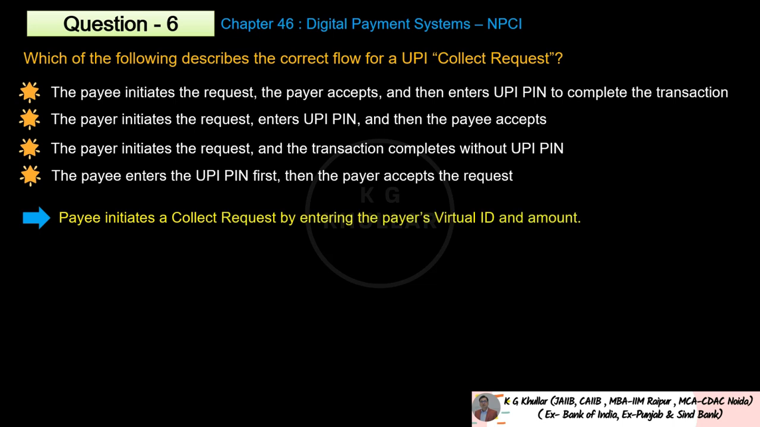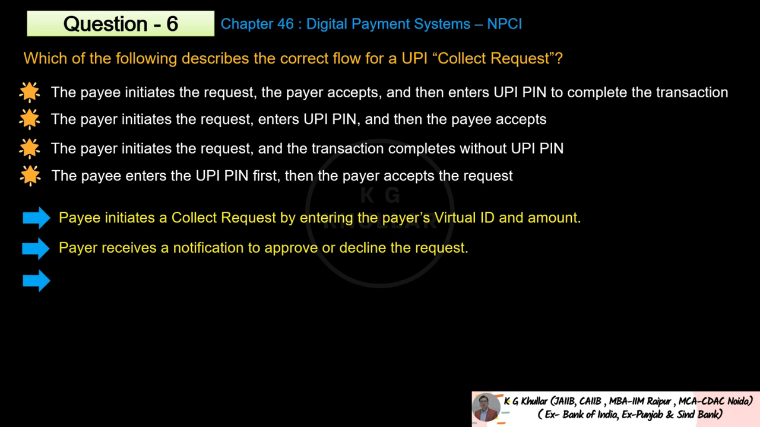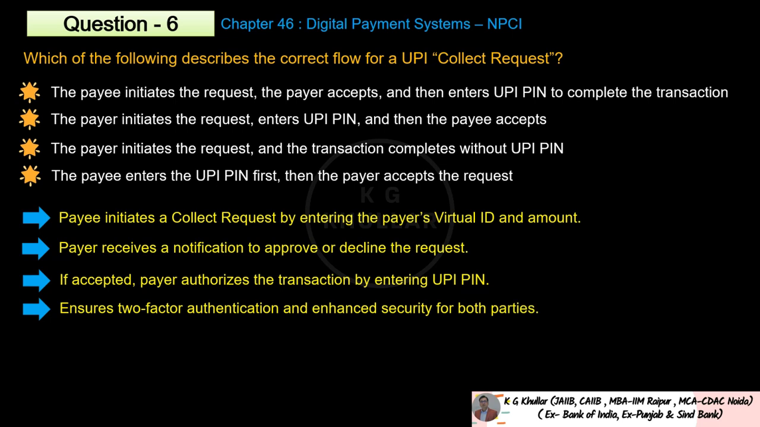Now friends, the collect request in UPI is initiated by the payee, that is the person who is requesting the payment, by entering the payer's virtual ID and the desired amount. After this, the payer receives a notification to either approve or decline the request. If the payer accepts, then they simply enter the UPI pin to authorize the transaction. Please note, this flow ensures two-factor authentication for both the parties and provides incremental security. So I hope by now you got the correct answer, that is option A.